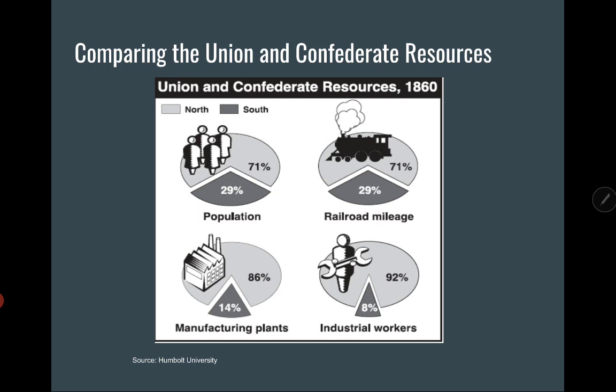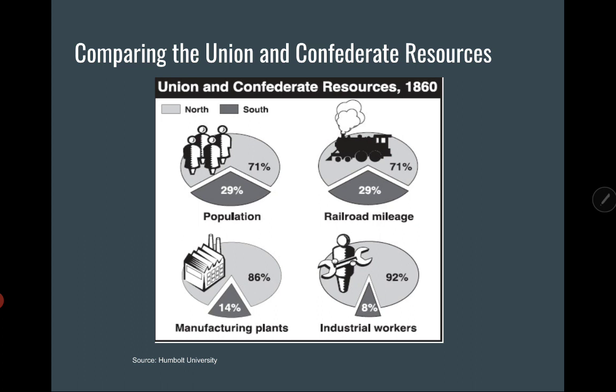When we are looking at this war, slavery is not really going to be a plus for the South because it is a security risk, because it basically takes an army to ensure the security of a slave state. The Union has almost all of the advantages. 71% of the population is in the North, or the Union. 71% of railroads are in the North. Manufacturing, 86% of manufacturing is in the Union, and industrial workers, 92%.